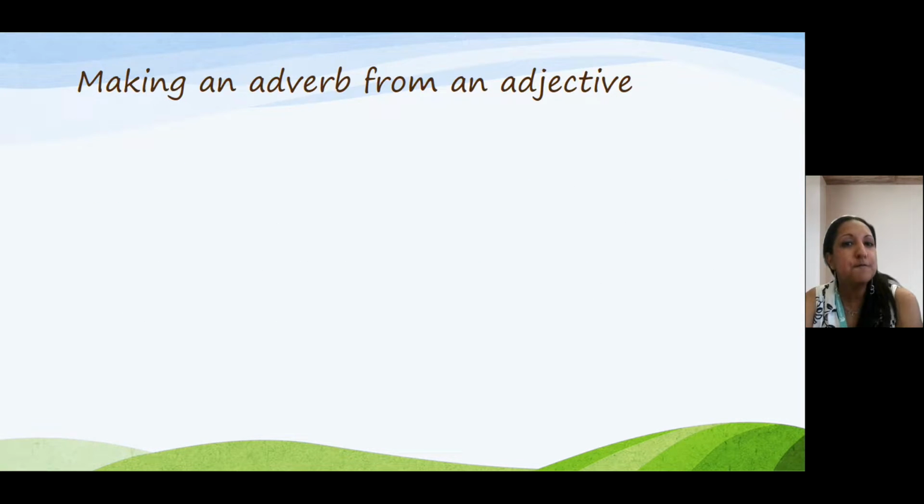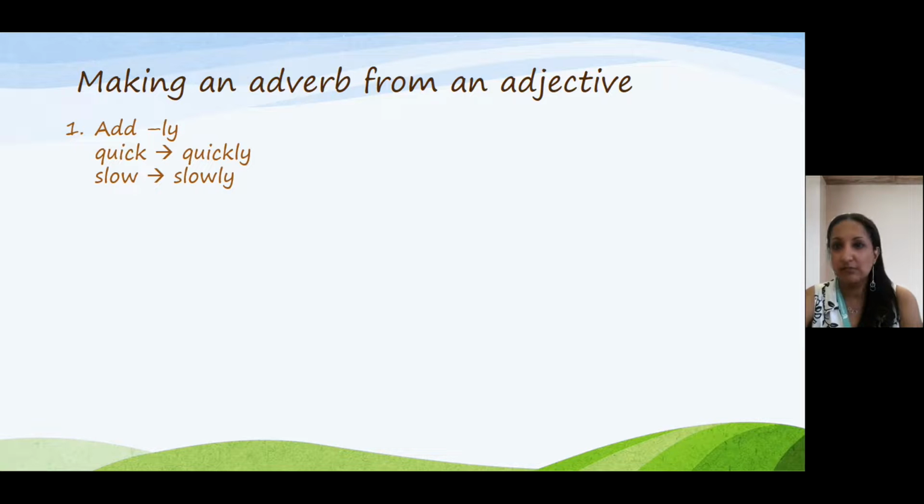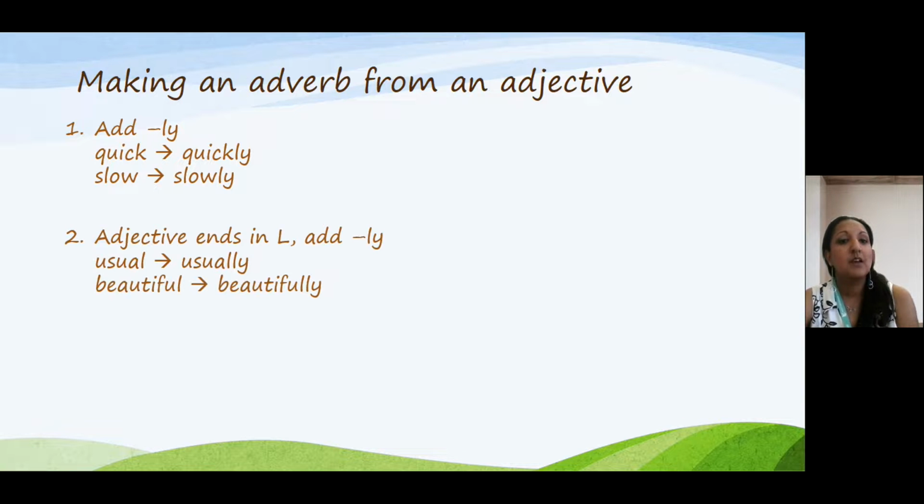Now, let's look at forming an adverb from an adjective. First and usual rule is we just add ly to the adjective. For example, quick becomes quickly, slow, slowly, loud, loudly, and so on. But adjectives that end in l, very often people think we just add a y. No, we still add an ly. For example, usual, usually. So we have a double L there. Beautiful, beautifully. Again, the double L.